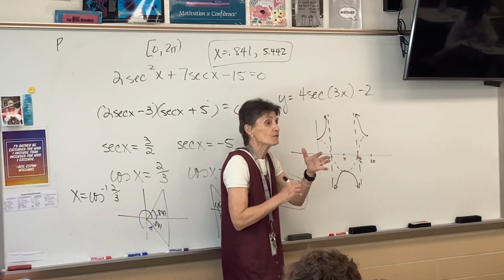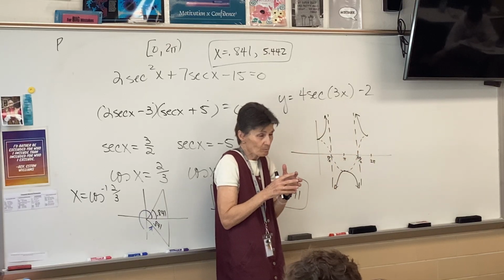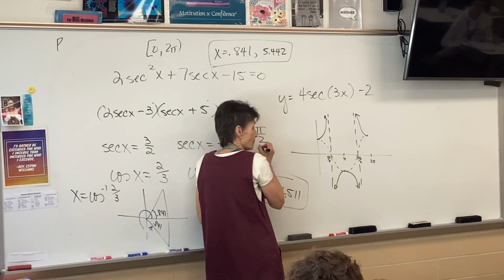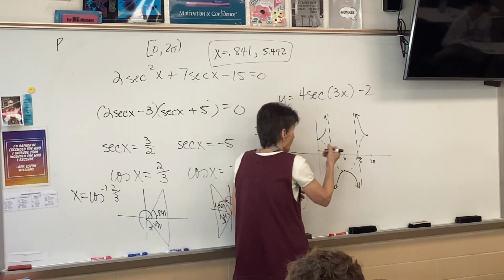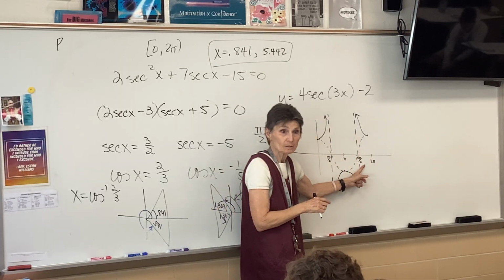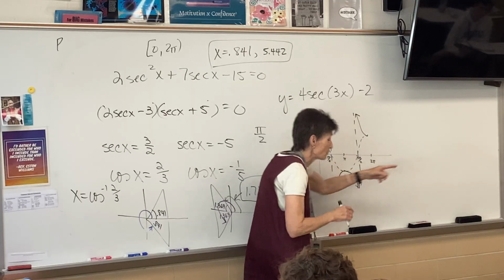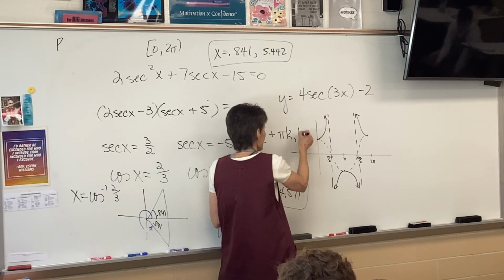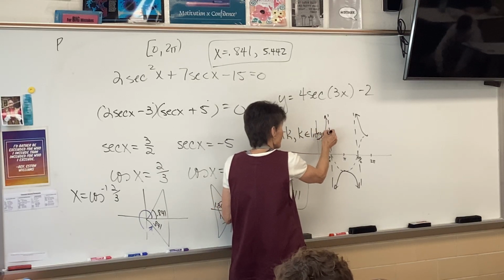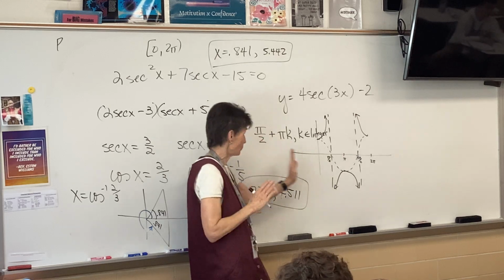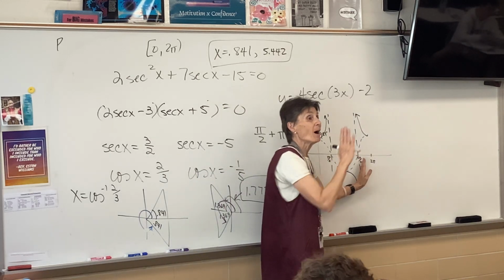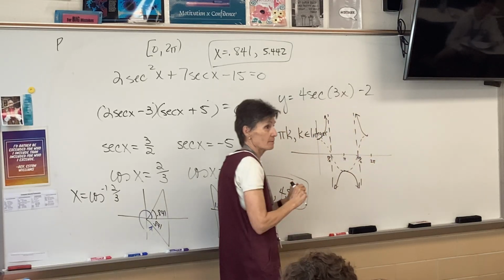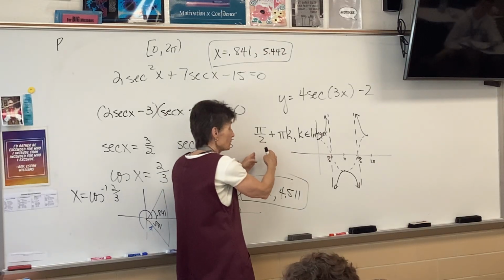So where are the normal asymptotes for a secant? Aren't they at π over 2, and then π later, and π after that, and π after that? So π over 2 plus πk, where k is an integer. In other words, start at π over 2 and then every π you have an asymptote. All right, that's the normal. Right here is the normal.